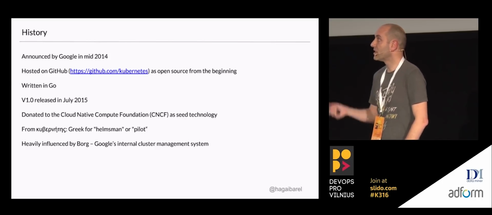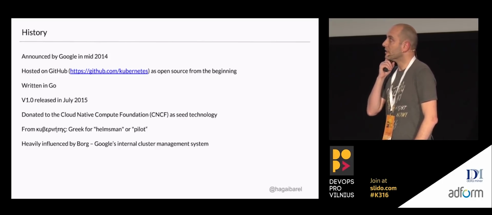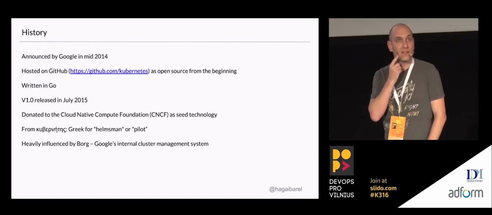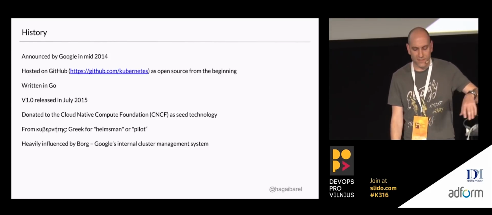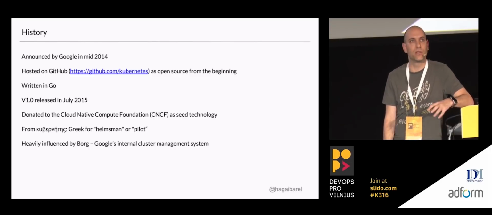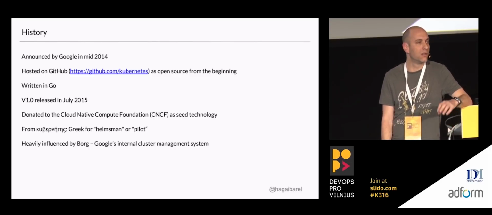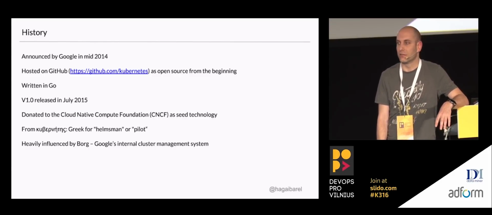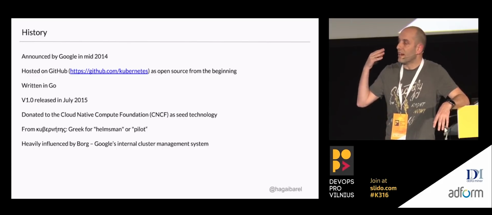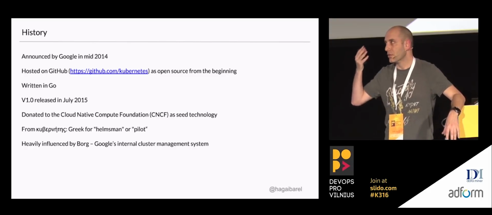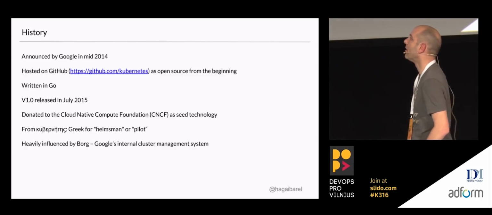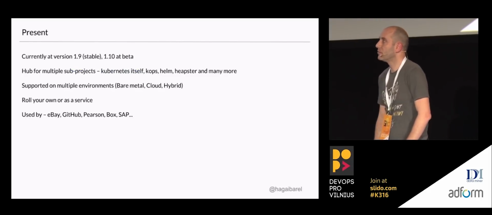All right, Kubernetes comes from a Greek word for helmsman or pilot. All right, one that pilots the ship. And it was heavily influenced by Borg. Right, Borg is the internal tool Google uses to manage its containers. So a lot of ideas and concepts introduced into Kubernetes actually originated in Borg itself. All right, so that was the history.